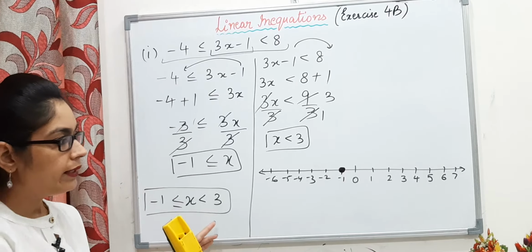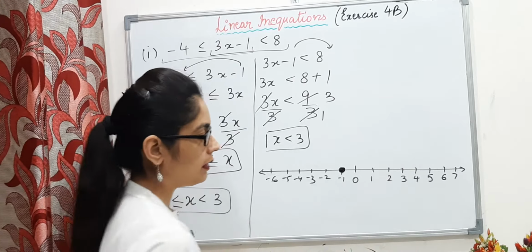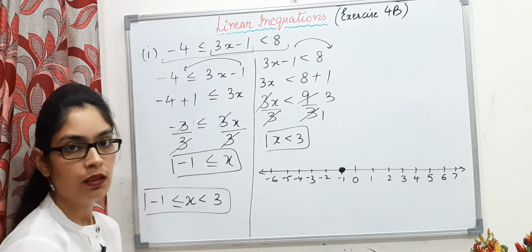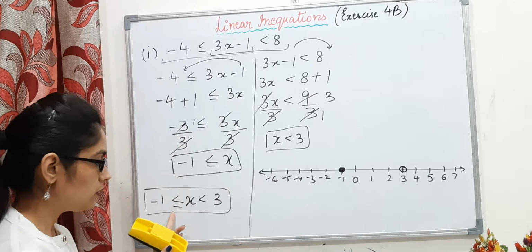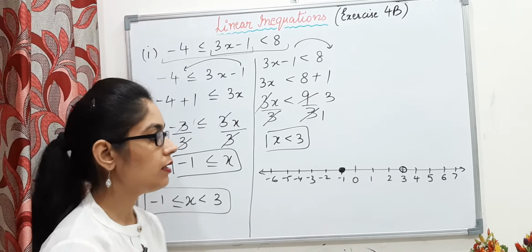Then the second point is 3. Here plus 3, only one sign. So a small circle we can draw. Equality sign is not there, so that is why this circle will be drawn.